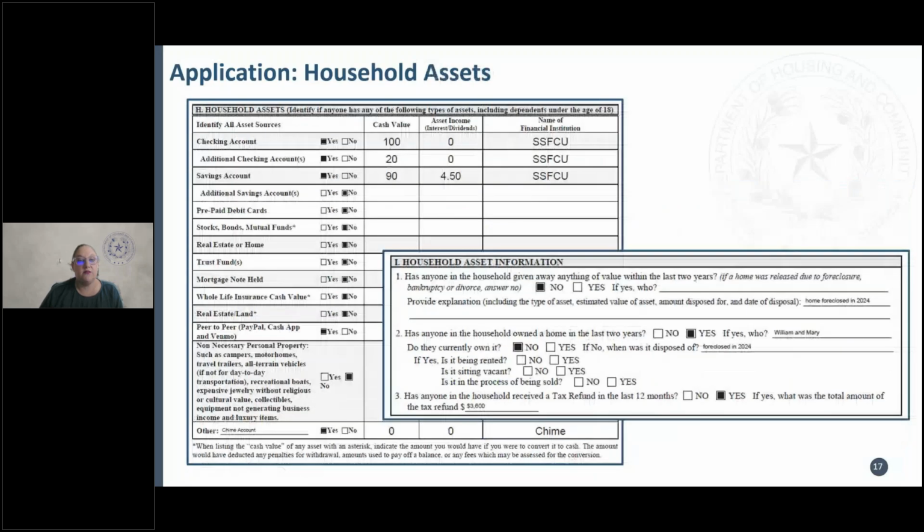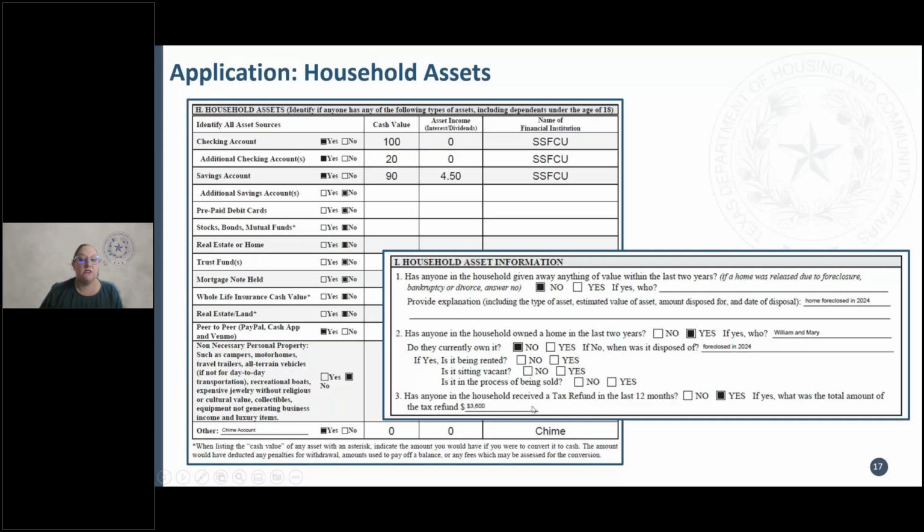And then we've got some asset information here, and because this is HOME-ARP, we're going to verify all of those assets. Normally, depending on what your program is, you may or may not have to verify those, but the HOME program does require those be verified. So we've got our checking account, a secondary checking account, a savings account, a Cash App account, and then it looks like there's a Chime account as well. Looks like there might have been a house, and they said it was foreclosed on in 2024. So we know that that's not going to count as a disposed of asset. Nobody owns any property now, so that's not going to be a problem.